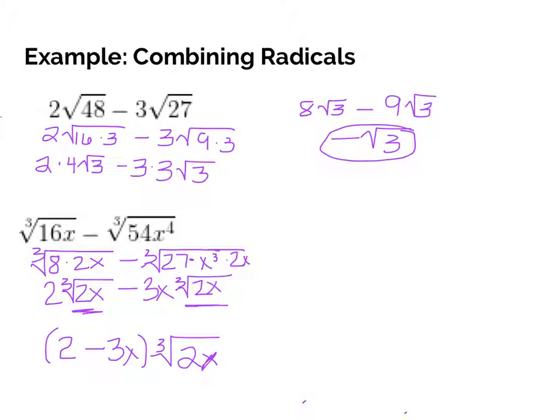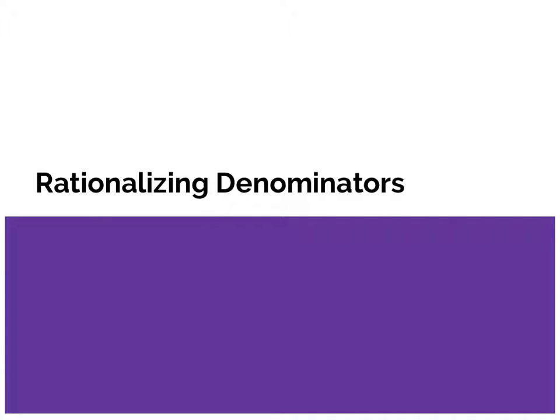So this is kind of like undoing a distributive property. More formally, we call that factoring, and we'll get into that in another series of videos. The remainder of this video will focus on rationalizing denominators.